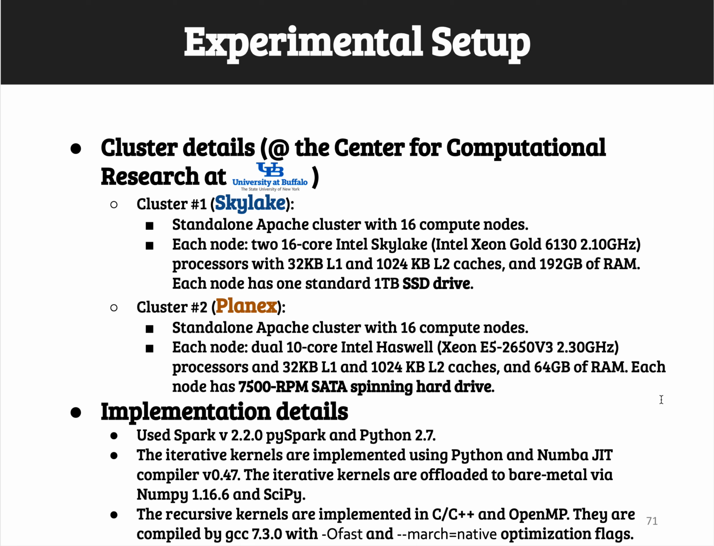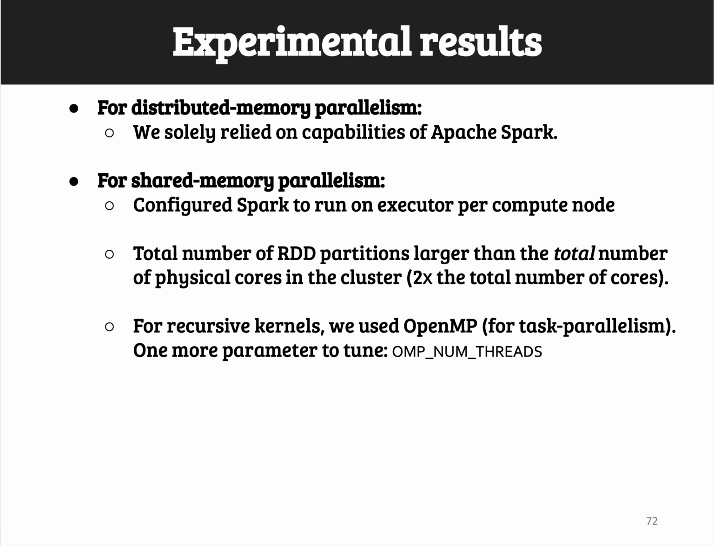So there are some implementation details. We use Spark version 2.2, PySpark, and Python. The iterative kernels were implemented in Python and a Numba JIT compiler. The iterative kernels were also offloaded to bare metal through NumPy and SciPy, but the recursive kernels were implemented in C, C++, and OpenMP, and they were compiled by GCC 7.3 with these flags: -Ofast and architecture set to native.